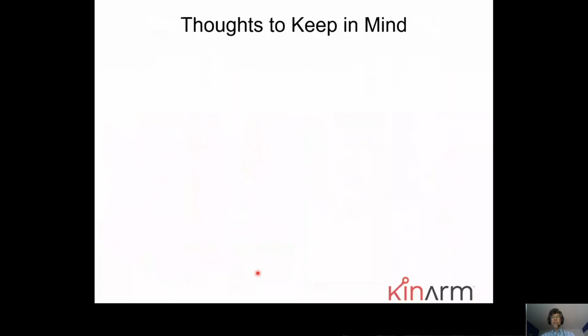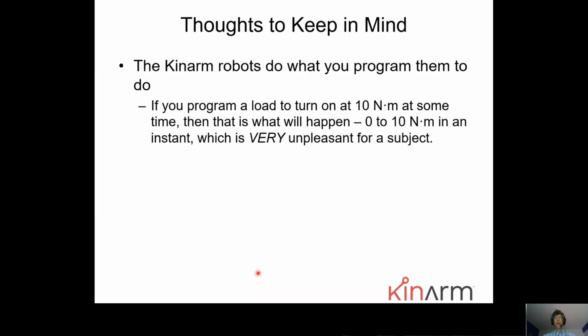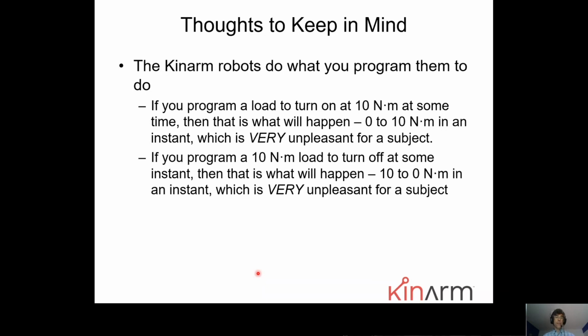A couple thoughts just to keep in mind. The most important thing is that the robot does what you have programmed it to do. So if you program a load to turn on at 10 Newton meters at some time, then that's what's going to happen. It'll go from 0 to 10 Newton meters in an instant, which is really not nice for the subject. So if you are going to apply a very high load like 10 Newton meters, and if you want it to be ramped on, you have to program that ramp on. The system doesn't know what you want. It only knows what you've told it to do.